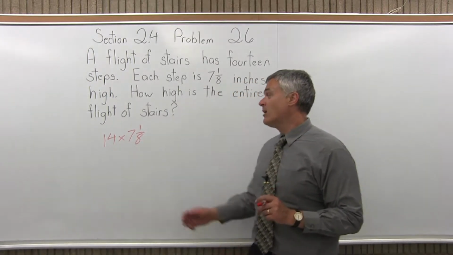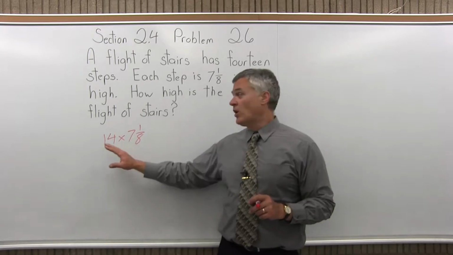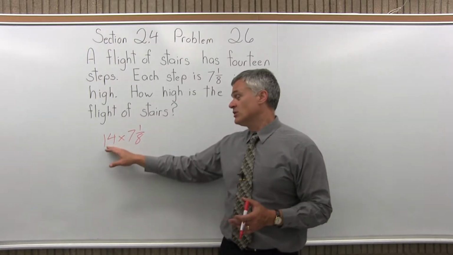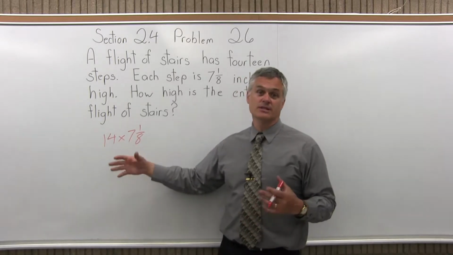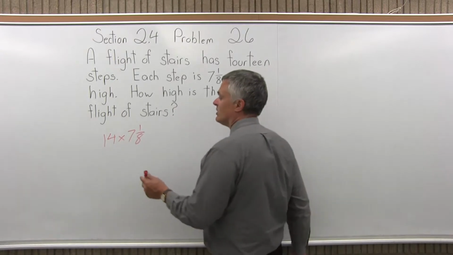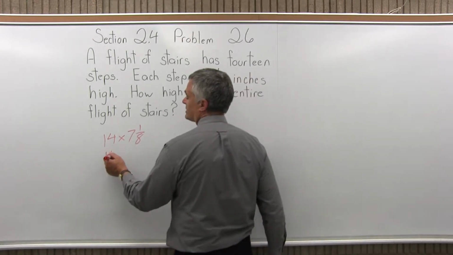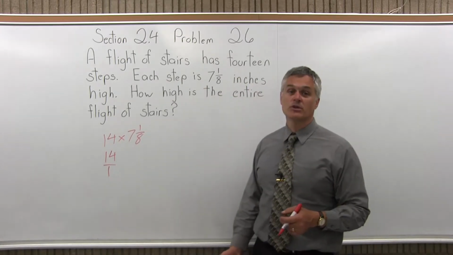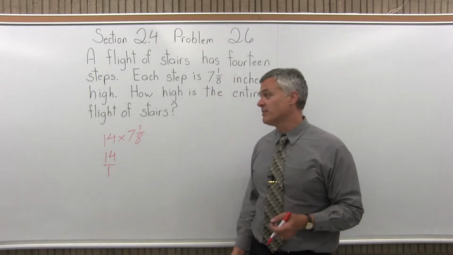Now, because there are fractions involved, all values have to be written in the form of a fraction, where you're going to have just a numerator and a denominator. In a later section, you might be able to turn everything into a decimal and multiply them, but in this case, the 14 can be written as a fraction simply by writing it as 14 over 1. Any whole number can be turned into a fraction by putting a 1 in the denominator.